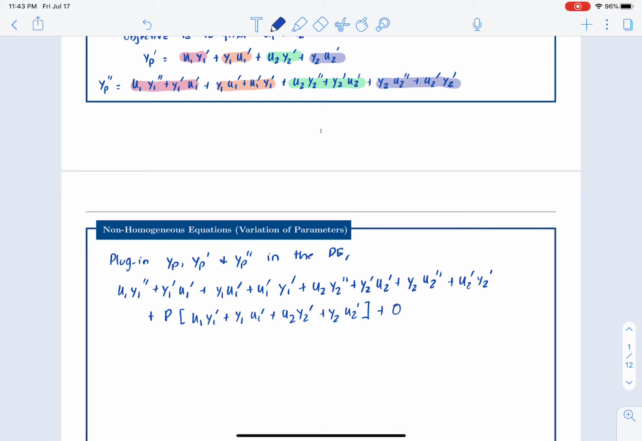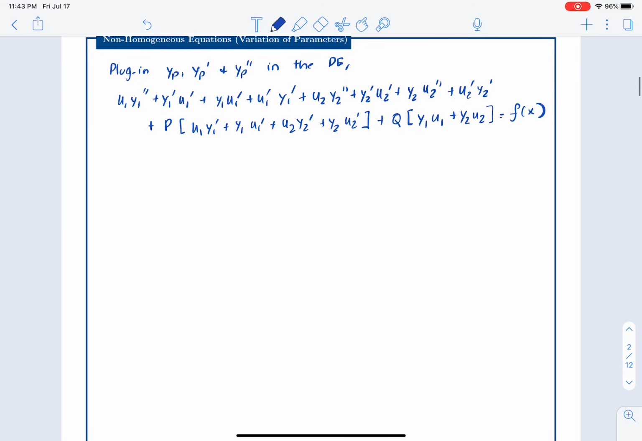And lastly, q times y, which is simply y1 u1 plus y2 u2, and that is equal to f of x. And that's what we would have. Now, I'm going to gather some terms. I'm going to gather u1 y1 double prime, u1 y1 prime, and u1 y1. So I would have u1 multiplied by y1 double prime plus p y1 prime plus q y1.